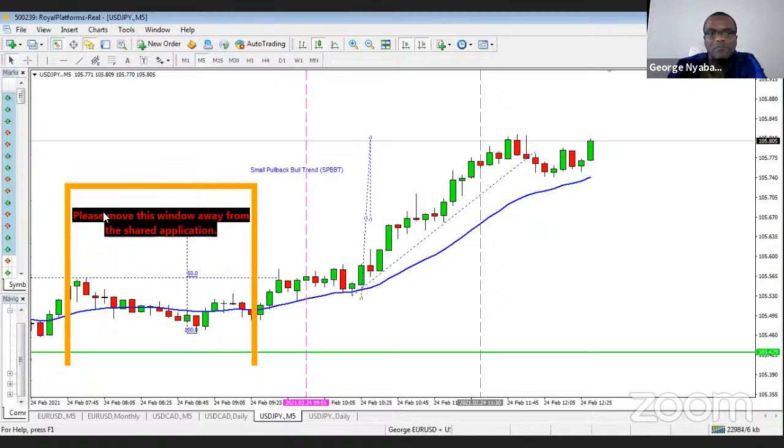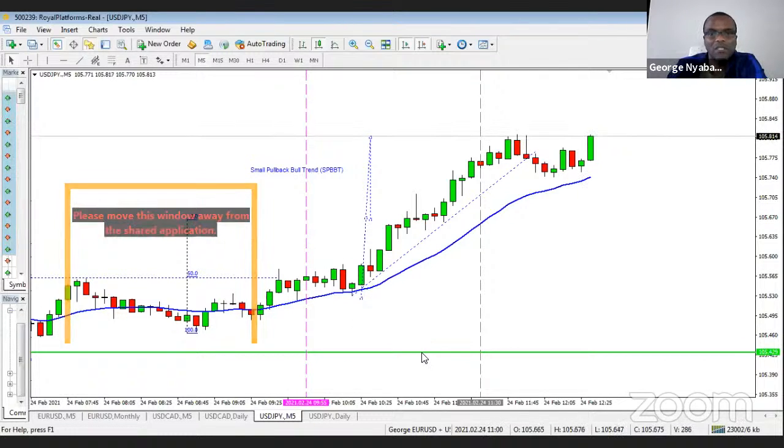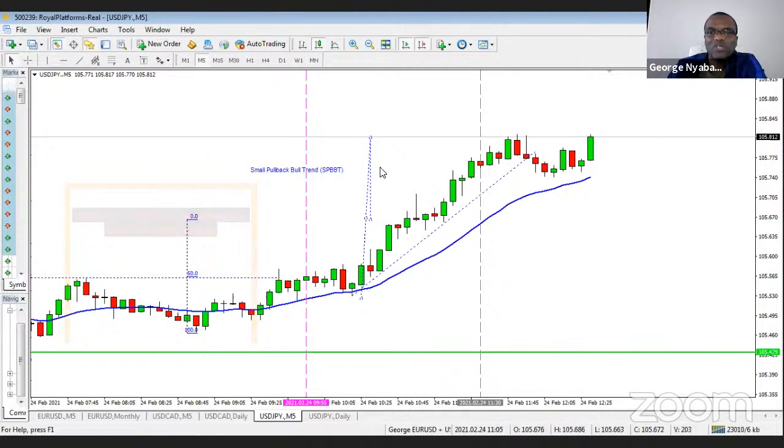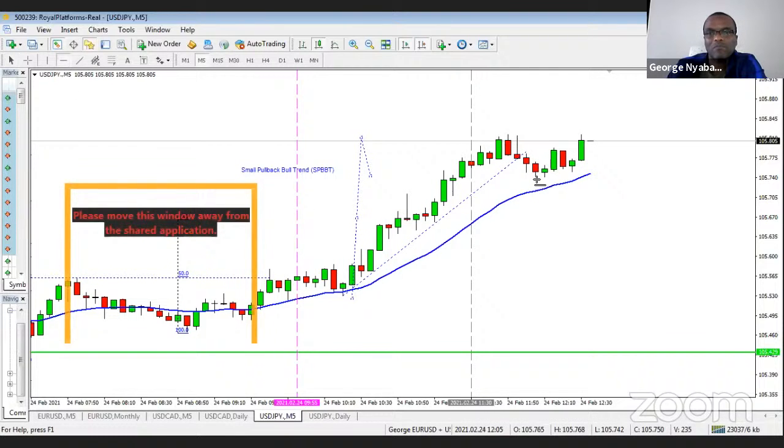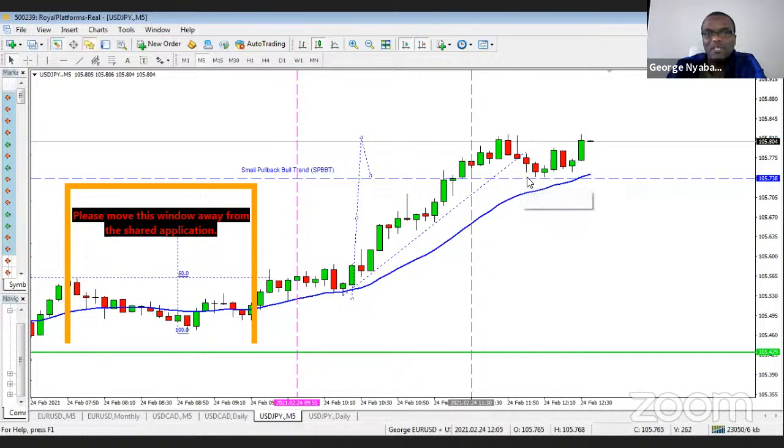I have a window that keeps popping up, but I'm not sure. Okay. Now that's leg one. Where would leg two resume? Leg two, see where our pullback is? So in there somewhere, that's where leg two is resuming. Leg one is ending here when we start to have the pullback, and leg two is resuming there.